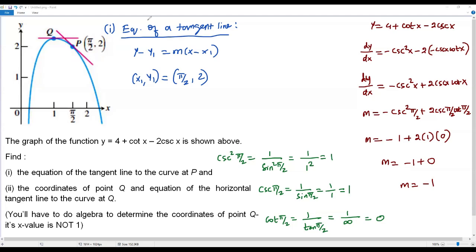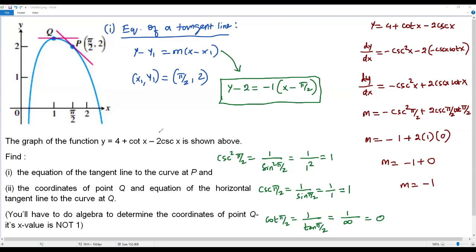So now what we need to do is plug in the values into this formula. Let me write here y minus y1. The value of y1 is just 2, that is the y coordinate at the point P. And m is the slope of the tangent line at the point P, which we got as negative 1. We can plug in negative 1 for that. x minus x1, where x1 is the x coordinate of the point P, that is pi over 2. Okay, this is the equation of the tangent line to the curve at point P. So now we have answered the first question. Now let's answer the second question.